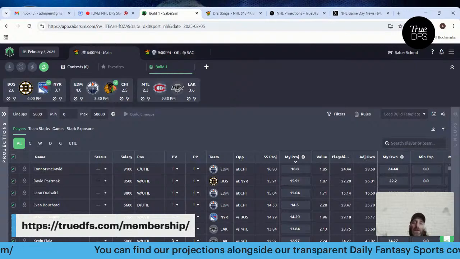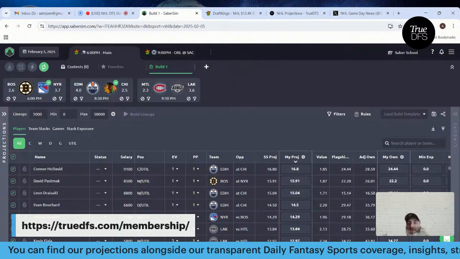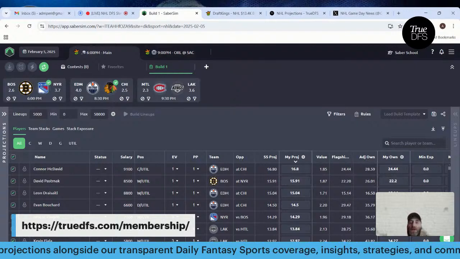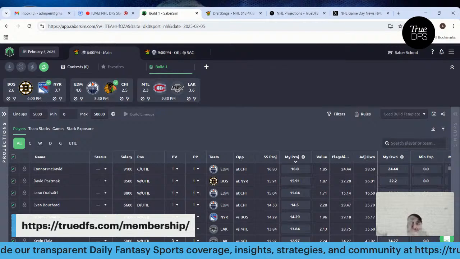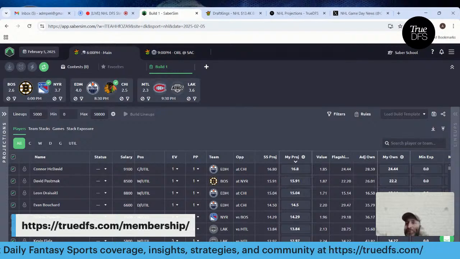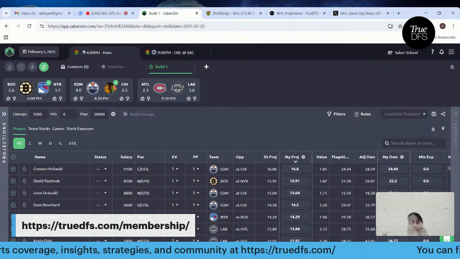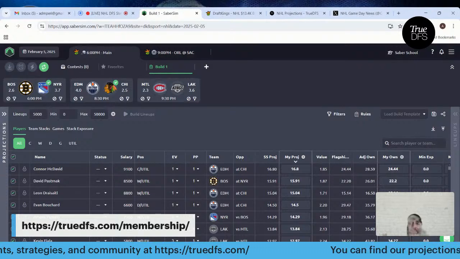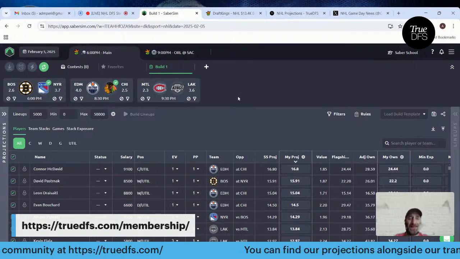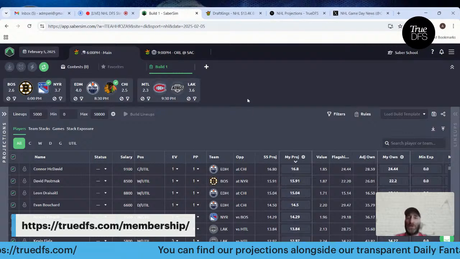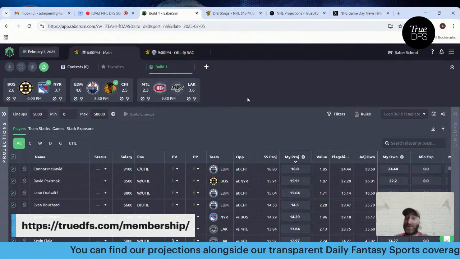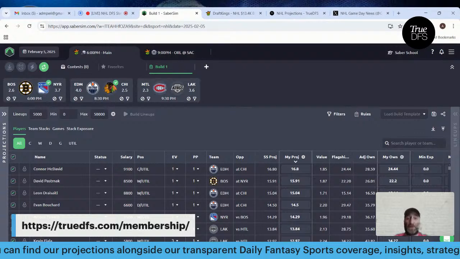It's not a slate that news is going to affect. As far as I know, there aren't any game time decisions we have to look out for, things like that. But what we do have is some changes to the SaberSim model that I think are going to really change how we approach the slate. They may not change things at all, but we want to find out.